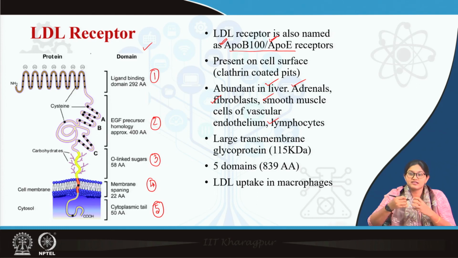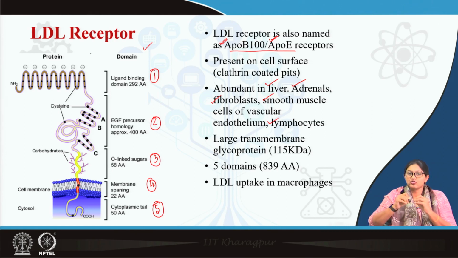So, once the ligand is bound to the receptor, it also needs to deliver the ligand or lipoprotein inside the cell. So, this region is basically important for expulsion. So, it extrudes the bound lipoprotein to inside the cell.